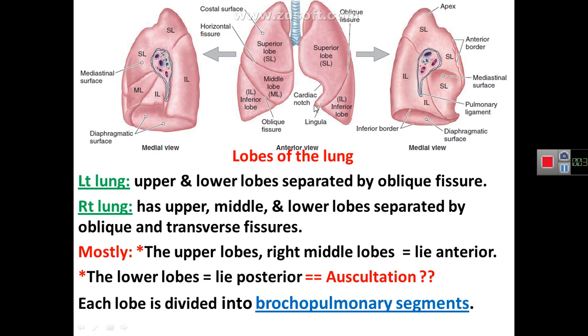And you can see that the superior and inferior lobes of the left lung are separated by an oblique fissure. This fissure is also seen on the medial surface, not only on the costal surface. On the right side, this oblique fissure separates the middle from the inferior lobe, while the middle and superior lobe on the right side are divided by a horizontal fissure.